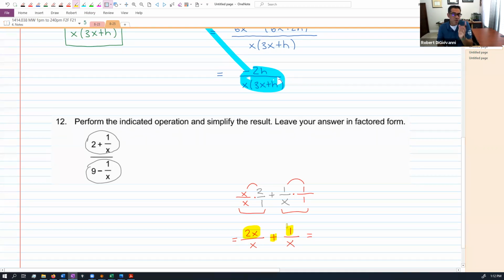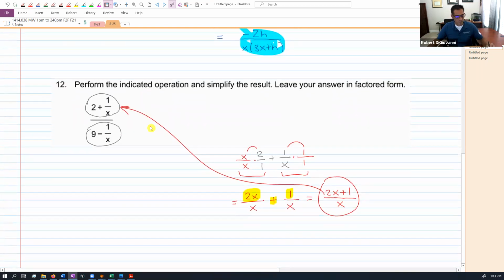If it was 2x plus x, then you would say 3x. But in this case, because it's 2x plus 1, you just have to leave it as 2x plus 1. There's really nothing else you can do. Does that make sense, Cecilia? Yeah, that does. Okay, and then now we have our common denominator. So that right there is what this is going to become. We have to do the same thing for the other fraction.